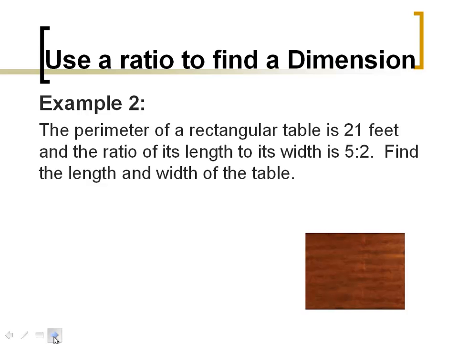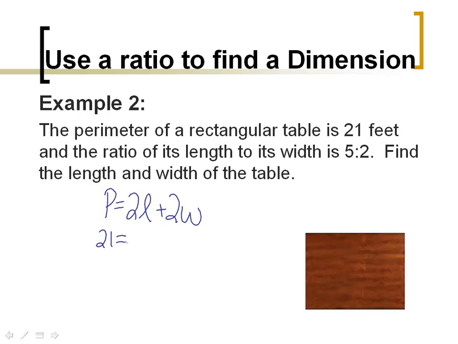So use a ratio to find a dimension. So this is a good example problem. You'll see this one many times. It says the perimeter of a rectangular table is 21 feet. As soon as I read perimeter of a rectangle, you should have this equation pop into your head. Perimeter equals 2 times length plus 2 times width. It says the perimeter is 21 feet, so in place of the P, I'm going to put 21.